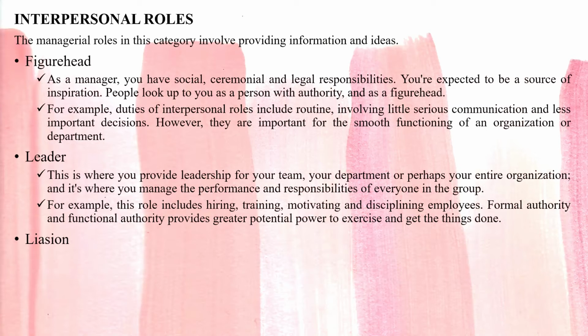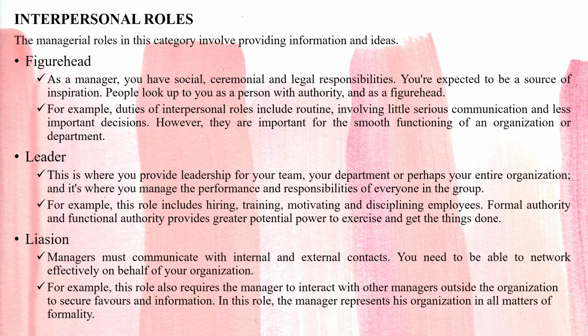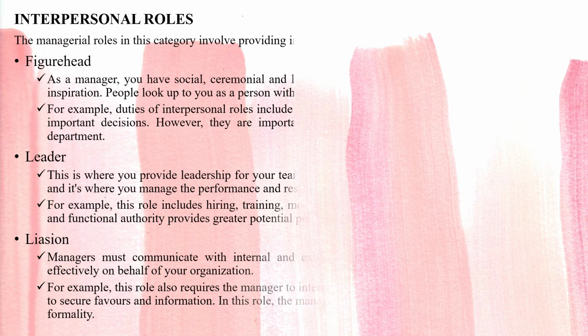Third is liaison. Managers must communicate with internal and external contacts. You need to be able to network effectively on behalf of your organization. For example, this role also requires the manager to interact with other managers outside the organization to secure favor and information. In this role, the manager represents his organization in all matters of formality.